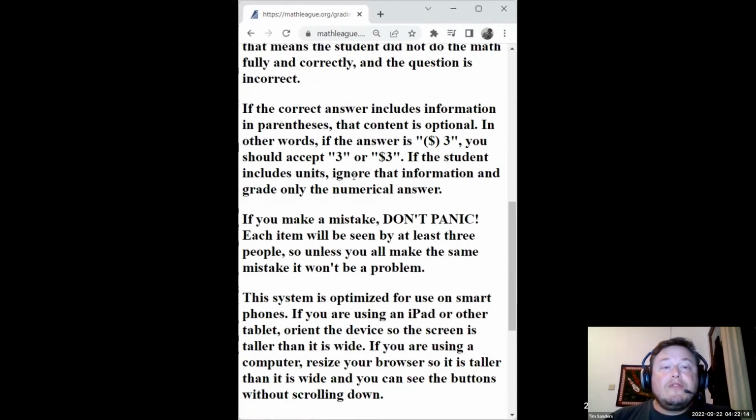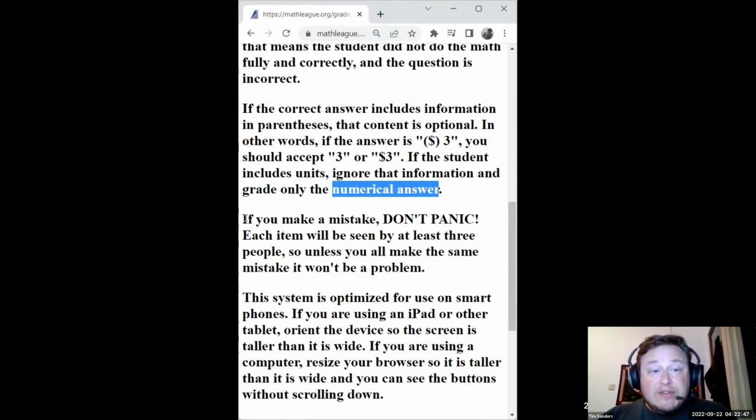All right, so if there's extra stuff in the answer, like a $ sign or units or commas, letters, anything like that, ignore that, and you're going to focus only on the numerical answer, right? So your job is to look at just the numbers that are there, not the extra symbols or units or anything like that. So you ignore all of the extra stuff, and you focus on what the number says and make sure that it matches what the answer key says.